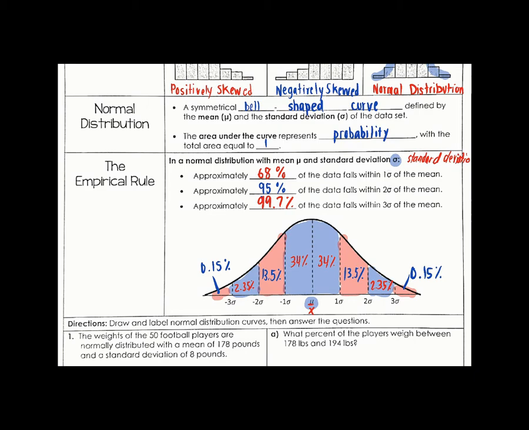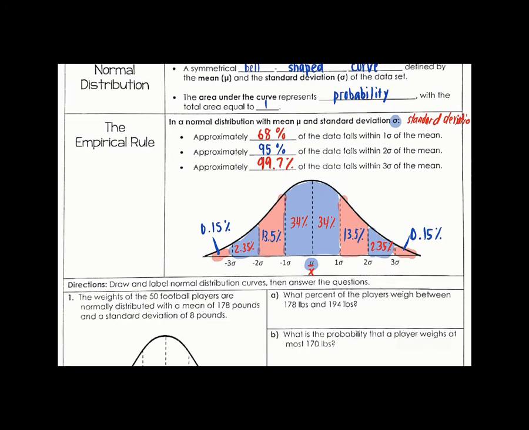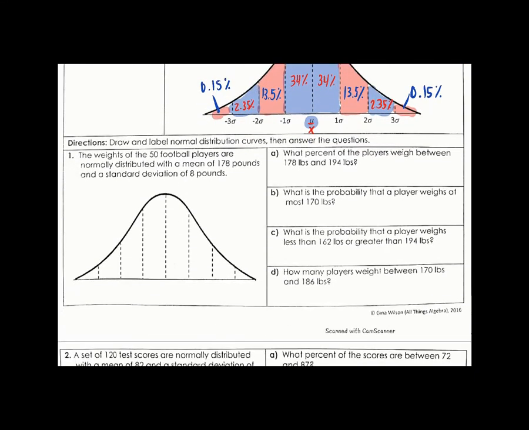Okay, so let's actually put this to work. And hopefully you've done that on your paper. But let's put this to work. Number 1 says the weights of 50 football players are normally distributed, see that's key, with a mean of 178 and a standard deviation of 8 pounds. So let's start right here. Where does this mean of 178 go? Well, your mean, your average, goes right smack dab in the middle, 178.